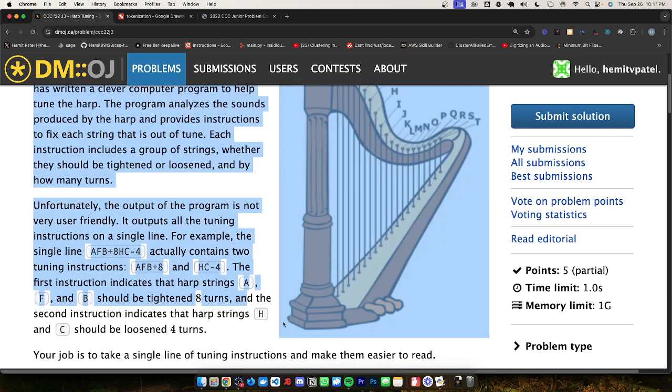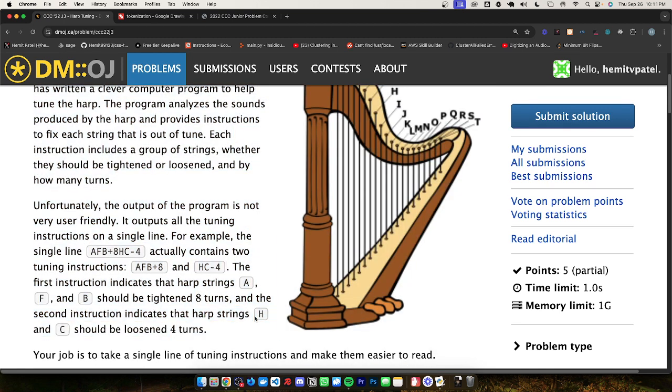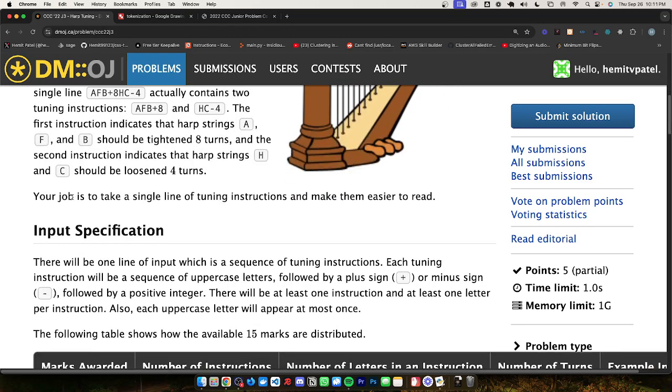The same thing happens here. The strings HC are loosened by 4 turns, and the reason it's loosened and tightened here is because of the plus and the minus. So our job is to take this single line of code and make it easier to read.